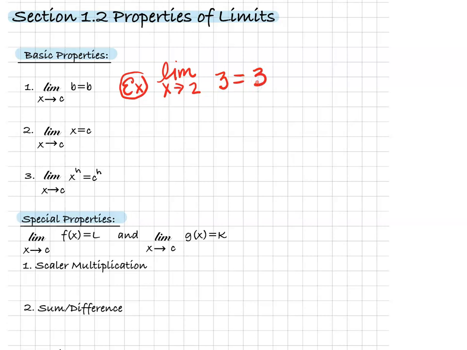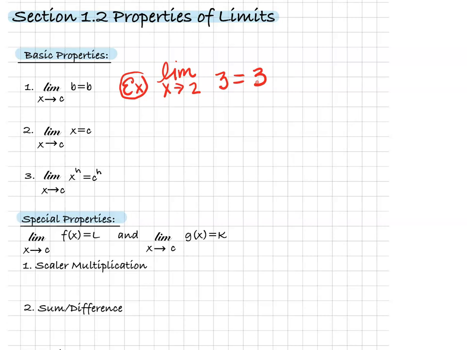And this makes sense because 3 is just the equation of a horizontal line. And so am I approaching a value on that horizontal line? It's just going to be 3 the entire way. It doesn't really matter what value I'm approaching, because horizontal, left and right, it's going to get us there.